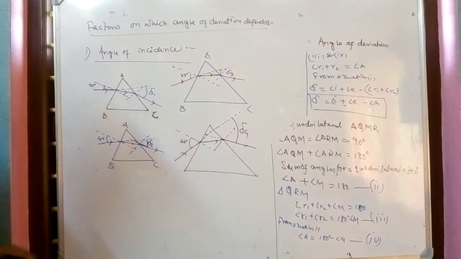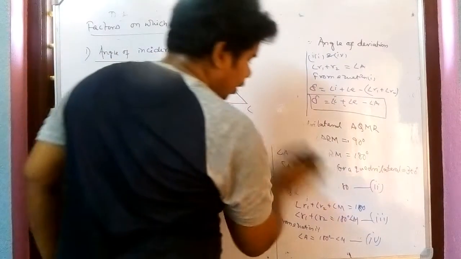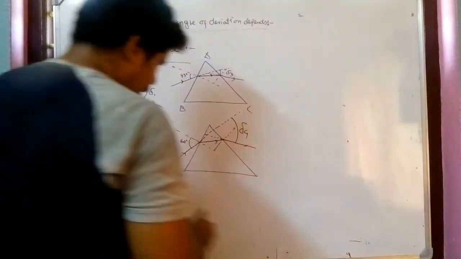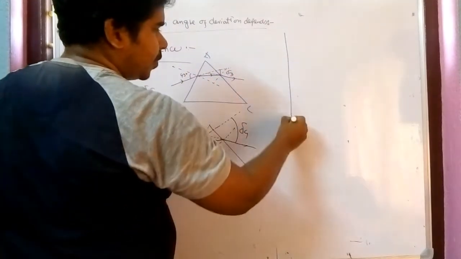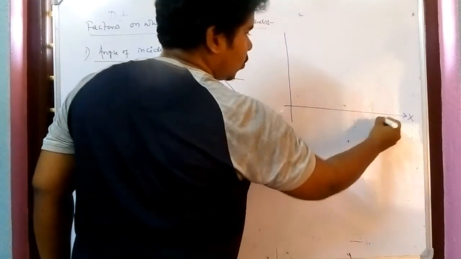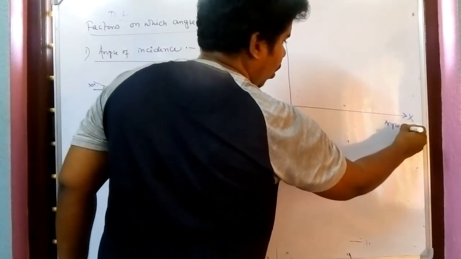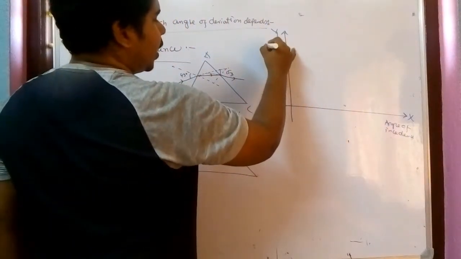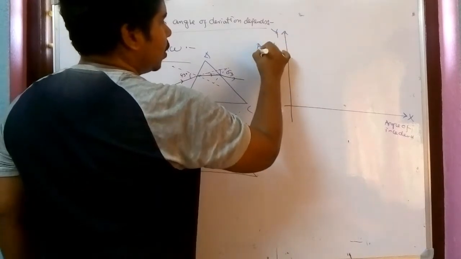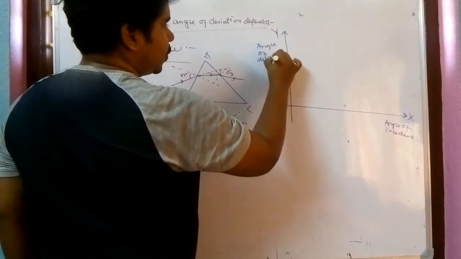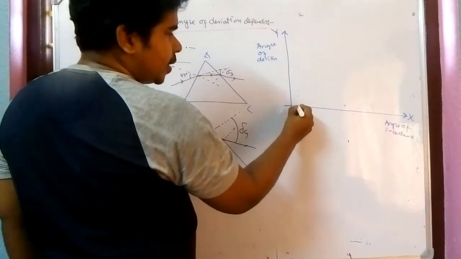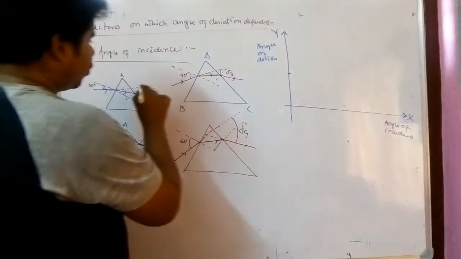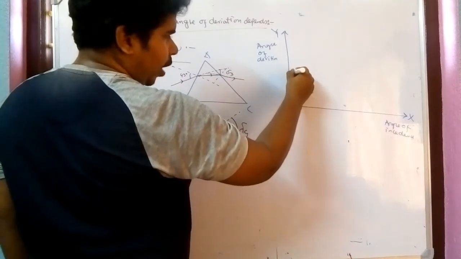angle of deviation. If this is also not clear, if I draw a graph, I think it will be clear to you. We are just drawing a graph. On the x-axis we are taking angle of incidence, and along the y-axis we are taking angle of deviation. So if our angle of incidence is very less, then my angle of deviation is along here. We can take the value, it is around delta 1 here.